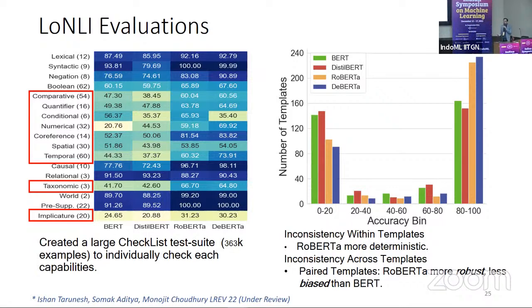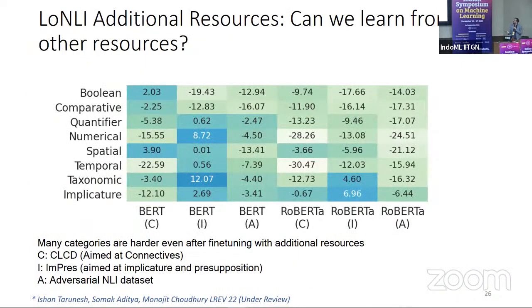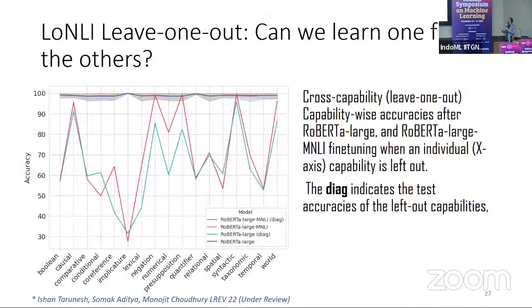I am kind of short of time, so I will move on from here. I'll just look at the conclusions that we found from LoNLI. We also saw that additional targeted resources actually do not help in learning these difficult categories, right? We tried fine-tuning with datasets for connectives, datasets for presupposition and implicature, and adversarial NLI datasets, but things did not improve for this dataset.